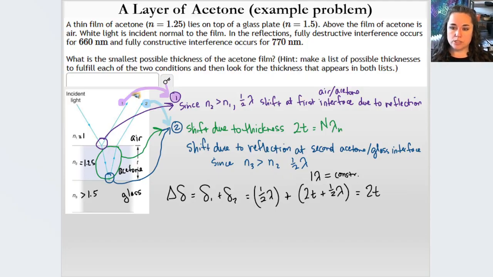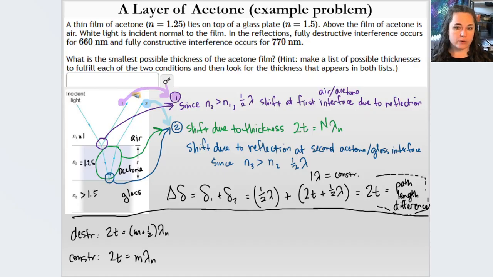So 2t, and we're going to call that the phase shift, the delta-delta for this problem. That is the path length difference. We're going to set that equal to m lambda or m plus a half lambda. So let me get that going. Destructive interference is when I get m plus a half lambda. Constructive interference is when I set that path length difference equal to m lambda.